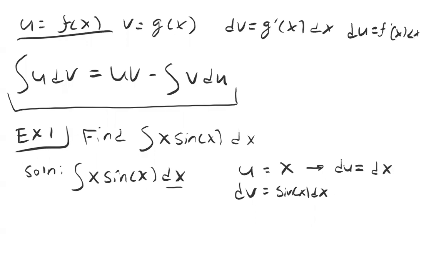And for dv, I'm going to integrate that, and that'll give me v. Let me go ahead and be explicit the first time. So v is the integral of sine of x dx. So this tells me v is equal to negative cosine of x.